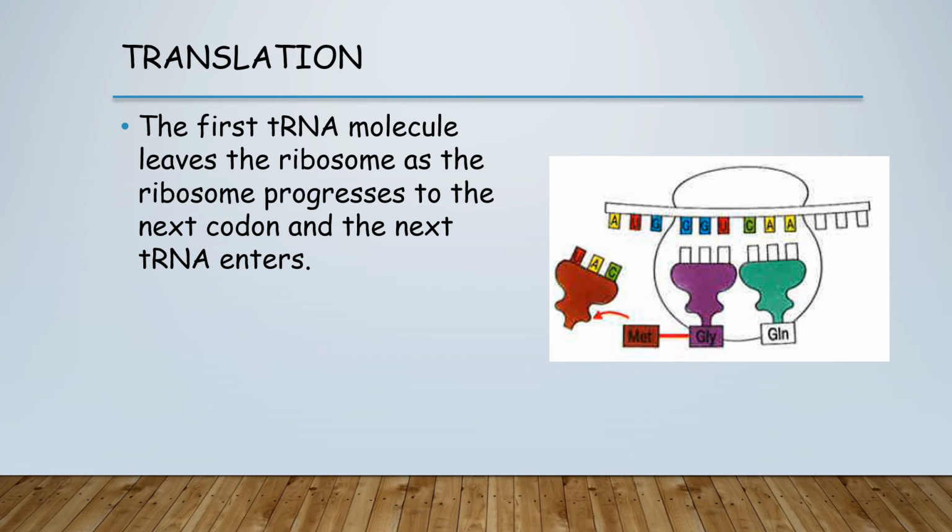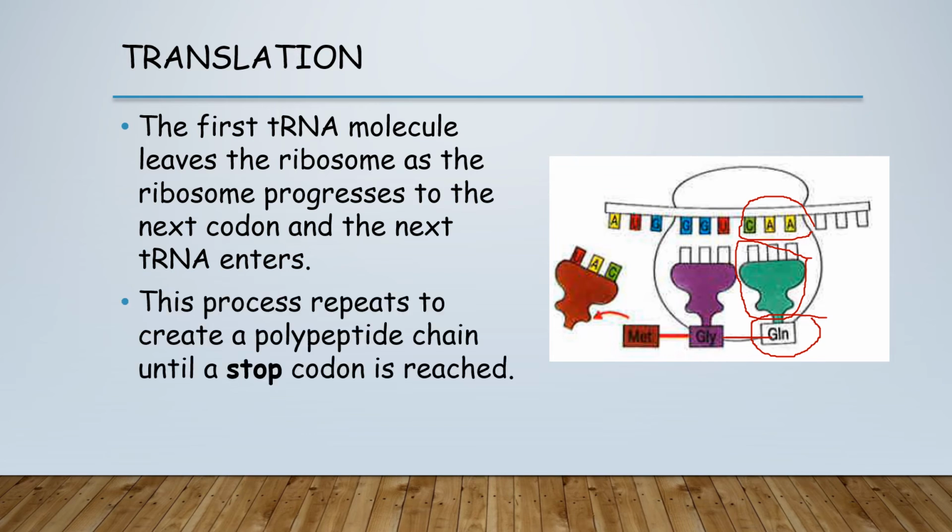So the first tRNA molecule is free to leave the ribosome. That obviously brings in a brand new codon, a brand new tRNA molecule with an anticodon and a new amino acid. So now we have methionine, glycine, and glutamine. We're then going to form a peptide bond between those two, and then again it just continues until we reach a stop codon. So the stop codon, obviously again being a message to say to the ribosome, that's it, stop translating at this stage, and the polypeptide will be finished.